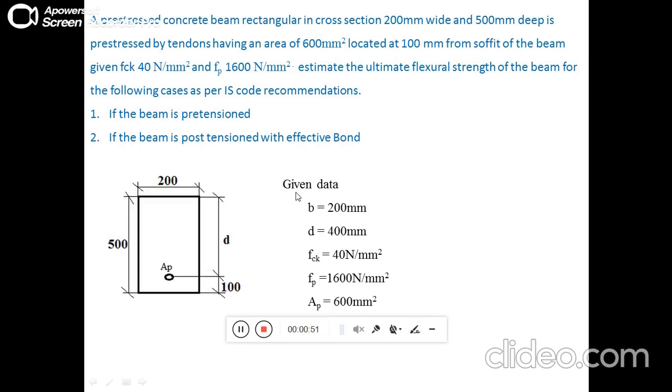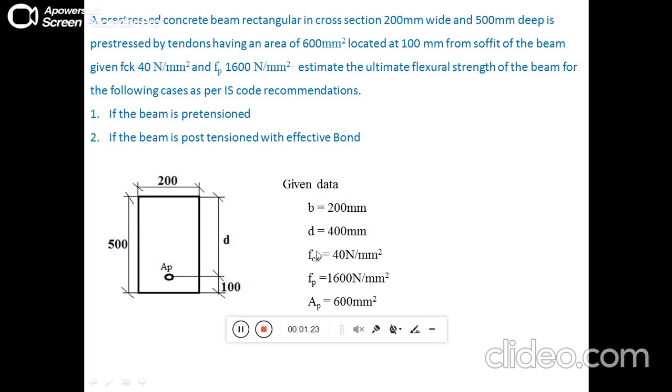So this is the cross section of the beam, and it has a width of 200 and a depth of 500 mm given in the question, and the pre-stressing cables are located at a distance of 100 mm from the soffit as shown in the figure here, and the effective depth of the beam will be given by 500 minus the 100. The answer is 400, and the given data are here.